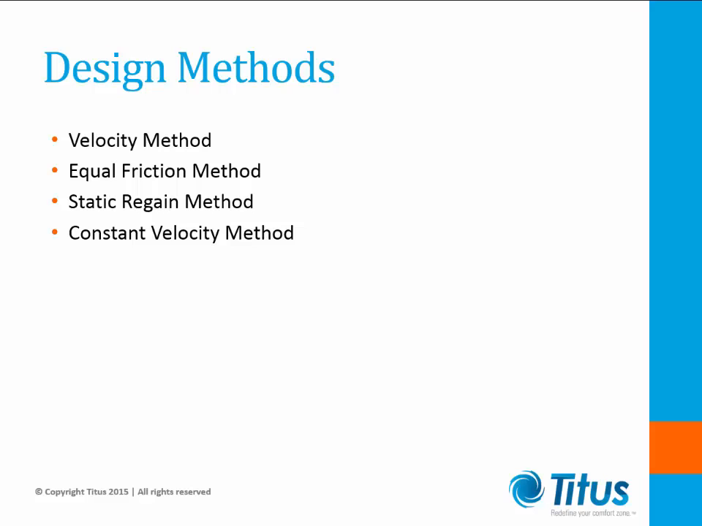Let's look at the design methods. Standard documented design methods for sizing ductwork include velocity reduction or velocity method, equal friction method, static regain method, and constant velocity method. I find the most common method of duct sizing is a combination of the velocity and equal friction method. The different methods were designed for specific applications, which we will touch on a little further on. Let's take a closer look at the different methods.